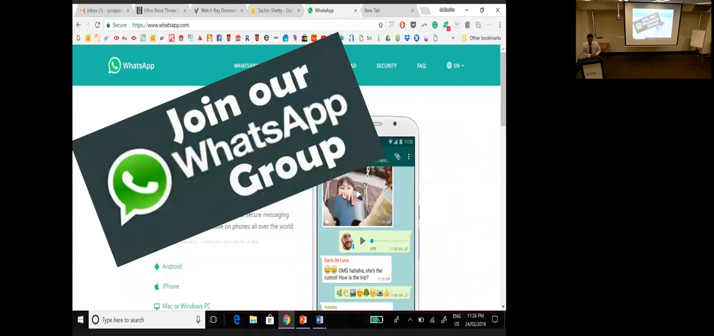Okay, WhatsApp. Guys, this is extremely useful. If you have a study group, run one, and you can have real-time discussions about clinical problems and just exchange ideas. It's quite useful if you're not already doing it.